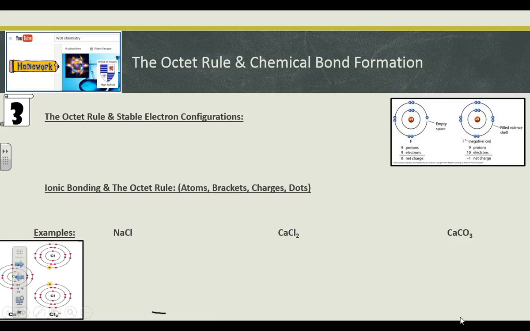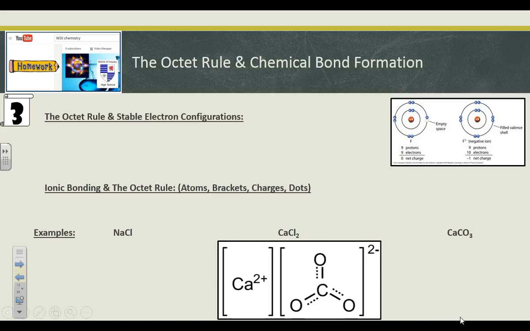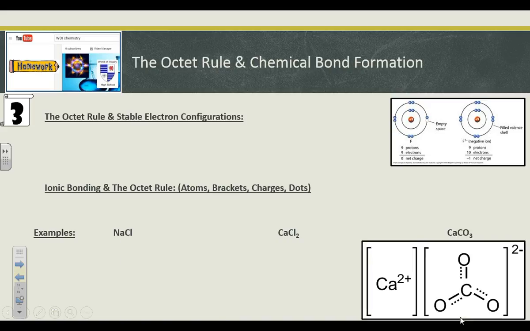Bam, there it goes. CaCl2, same thing here. Calcium is losing 2 electrons, but chlorine will only take 1, so therefore I need 2 chlorine atoms. And you can see that calcium on the right-hand side has lost its valence shell, giving it a new valence shell of 8, and chlorine's valence shell is full. Good.